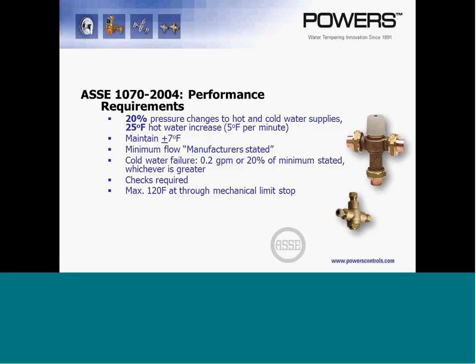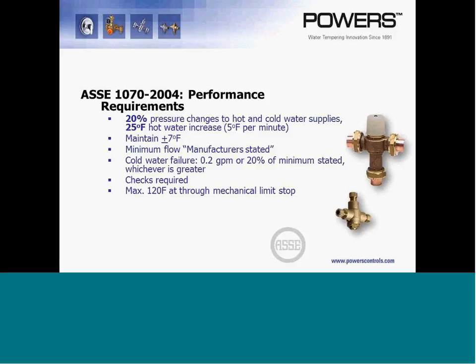So the ASSE 1070 requirements are somewhat similar to a shower valve type T standard. You're required to compensate for 20% changes and fluctuations in hot and cold water supplies, as well as hot water increased temperature. One of the key differences is that because it's a hand washing application, they're a little more relaxed on the temperature tolerance, the set point. It allows you plus or minus 7. I think many valves actually outperform that. And these are the minimum requirements that we're talking about.